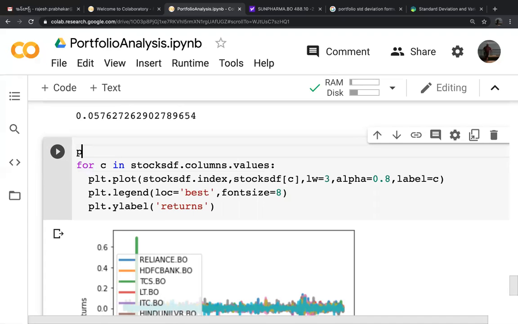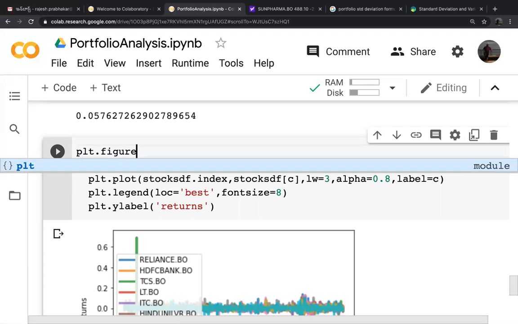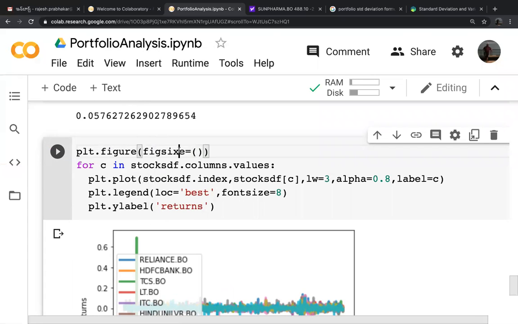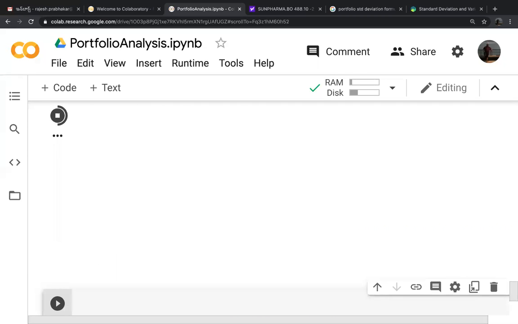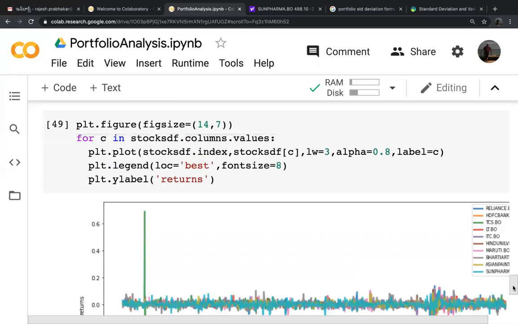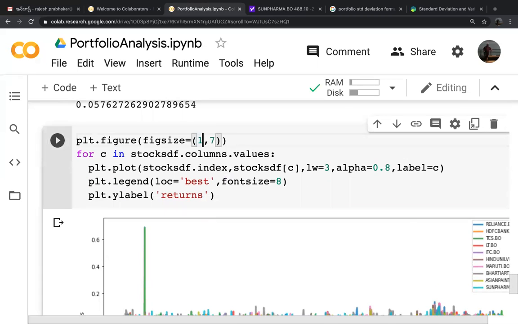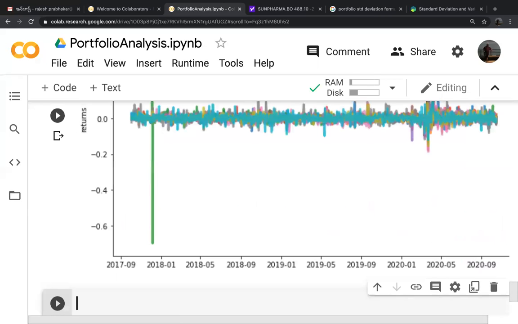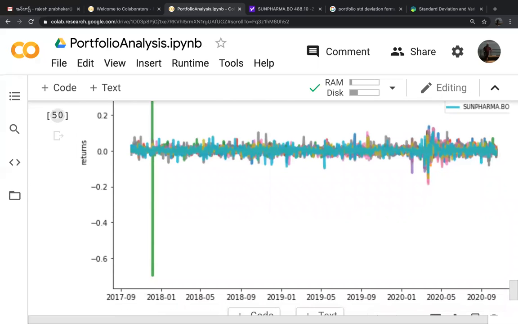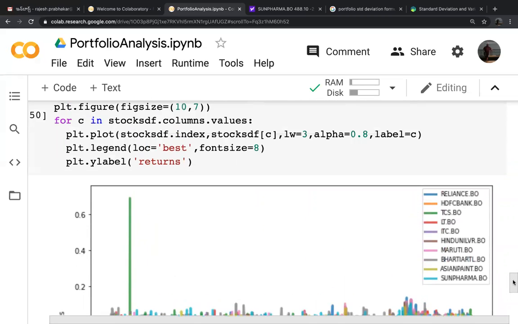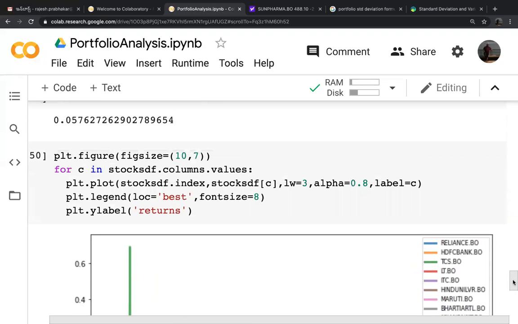We will also change the figure size. plt dot figure, figsize equal to 14 comma 7. Here it is. Now let us make it 10 comma 7. Right, 10 comma 7 is better. We are plotting all the returns in the plot.